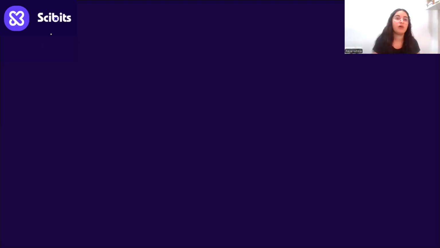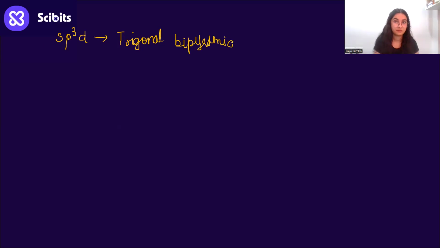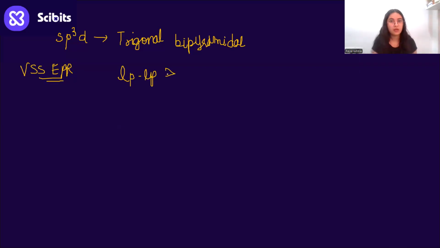So if we found out that the hybridization of a particular compound is sp3d, what will be its shape? As I have already shown you in the previous table, sp3d is trigonal bipyramidal. And there is a theory named Valence Shell Electron Pair Repulsion theory. What it says is lone pair-lone pair interaction is more than lone pair-bond pair interaction, which is more than bond pair-bond pair interaction.